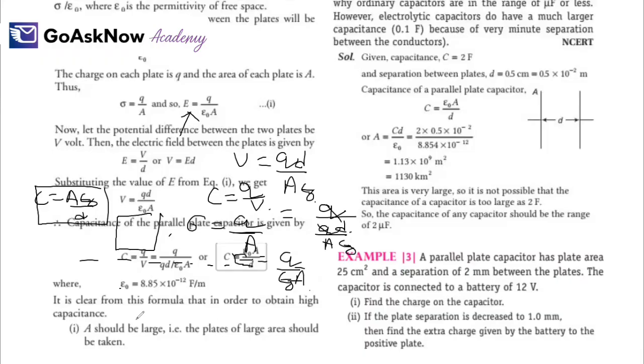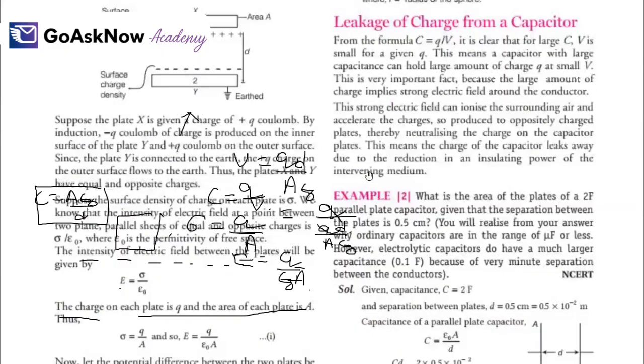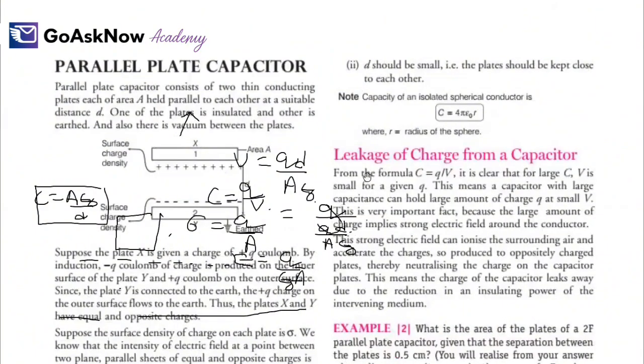It is clear from this formula that in order to obtain high capacitance, A should be large, that is, plates of large area should be taken. And d should be small because it is in the denominator. That is, the plates should be kept close to each other for the capacitance value to be higher.